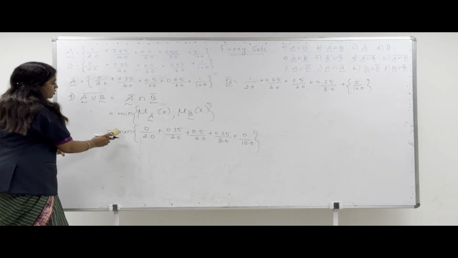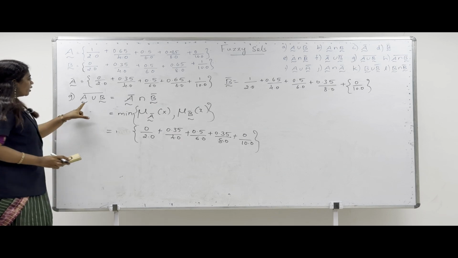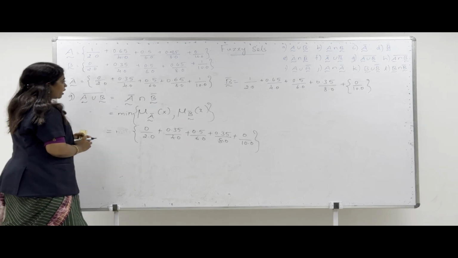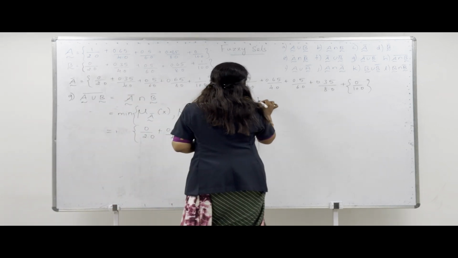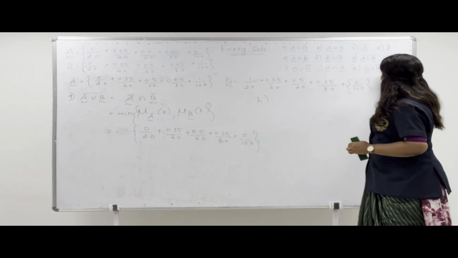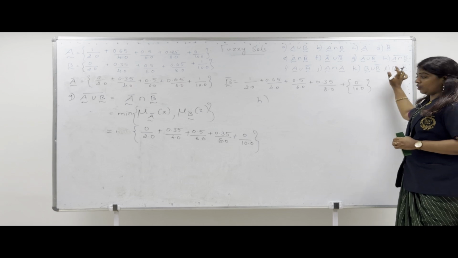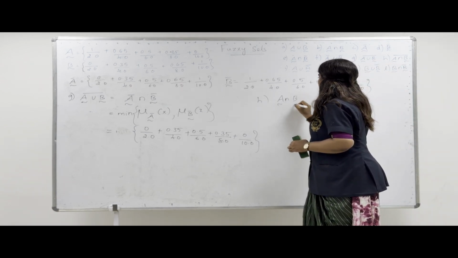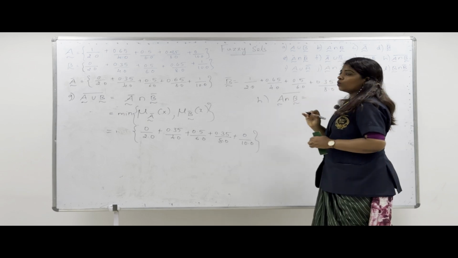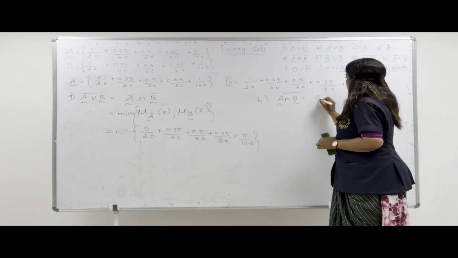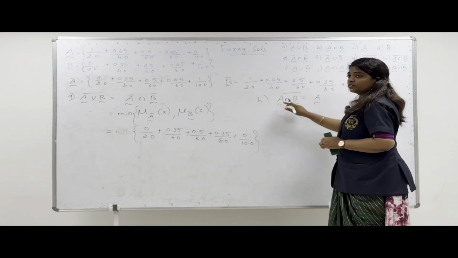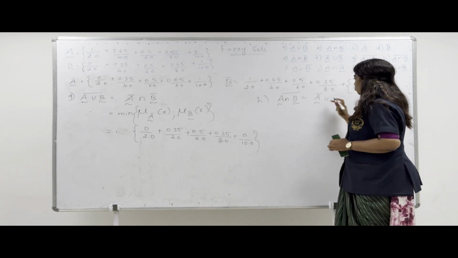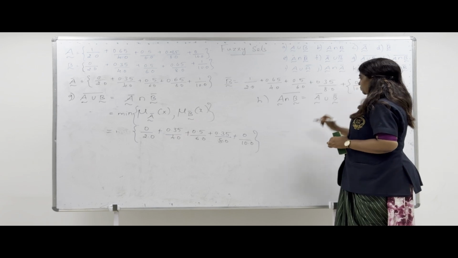Okay. So, this is the answer for A union B the whole bar. The next one we have to find is A intersection B the whole bar. What is the formula? If there is intersection, then you have to write union. So, A bar union B bar.